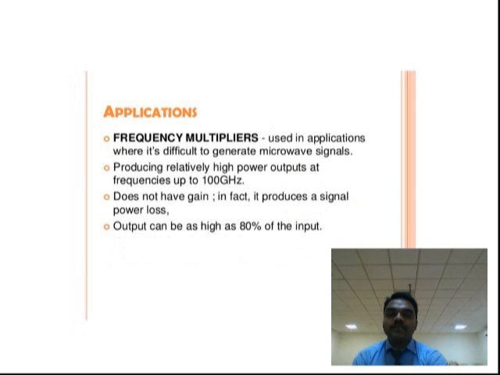The applications of the varactor diode include frequency multipliers. It is used in applications where it is difficult to generate microwave signals. It produces relatively high power outputs at frequencies up to 100 GHz. It does not have gain; in fact it produces a signal power loss. Output can be as high as 80% of the input.